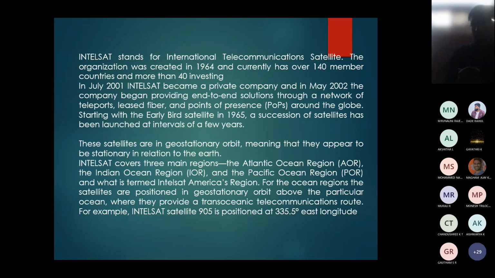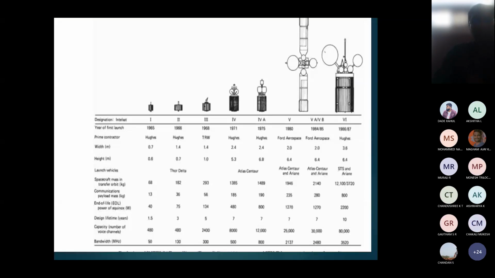And particularly, Intelsat has whole globe coverage, which means it covers the Atlantic Ocean region, Indian Ocean region, as well as Pacific Ocean region. If you see this, I have shown the images of the Intelsat with their respective series, Intelsat 1, Intelsat 2, 3, 4, and in which year those satellites were launched.